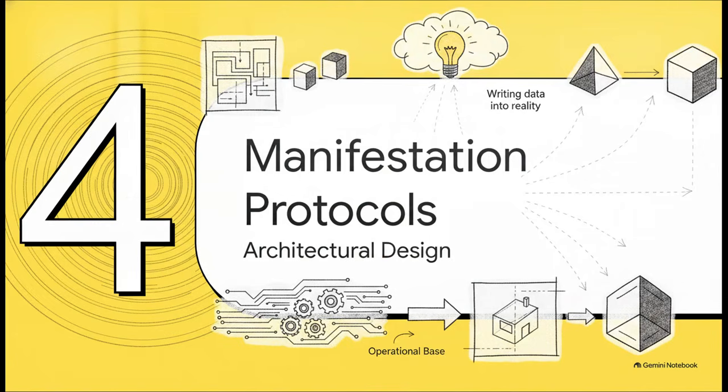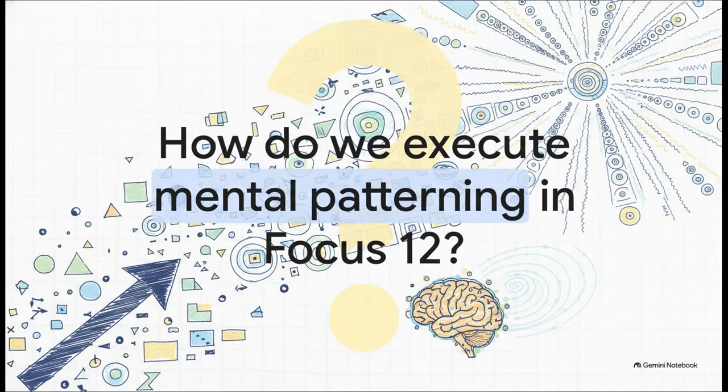All right, Section 4, Architectural Manifestation Protocols. Beyond just passive data retrieval, Focus 12 is your operational base for actively writing data into reality. So, what does this actually look like? If you want to shift your mode from receiving target data to transmitting your own intent, how exactly do you pattern your goals effectively in this expanded state?